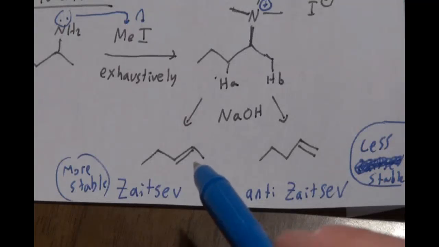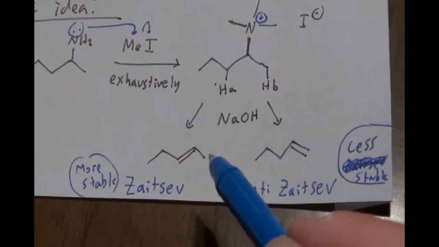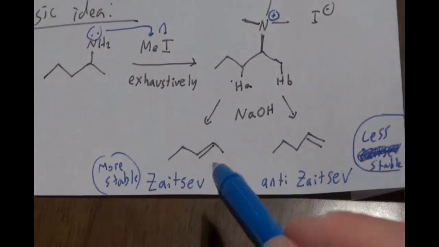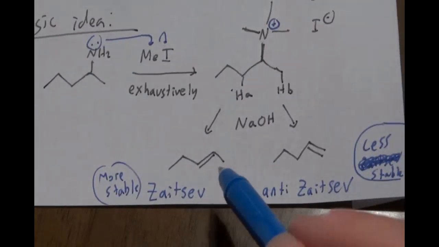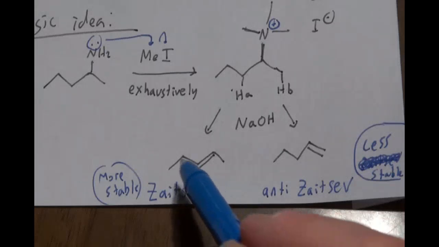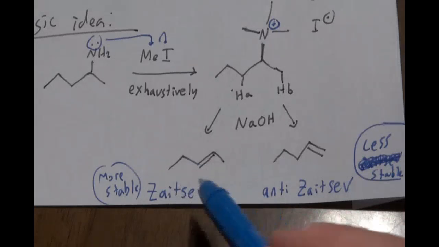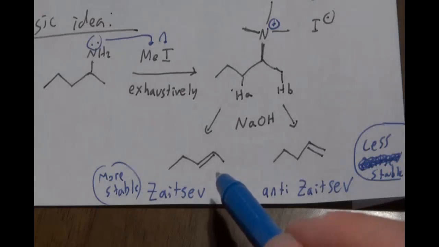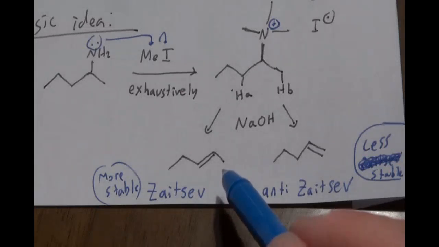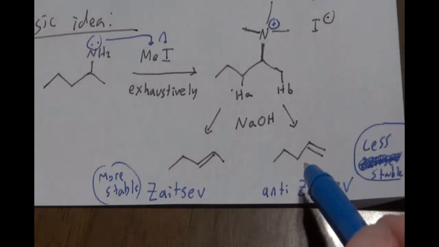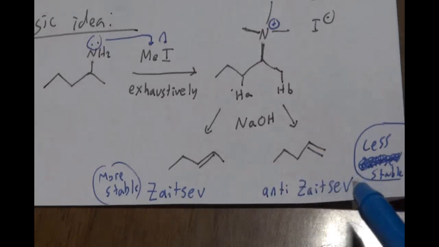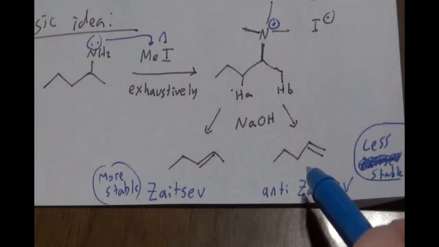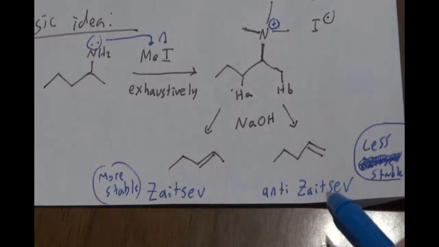Thinking back from organic one, and I'm not going to review all of that, you hopefully remember that when an alkene has more stuff on it, more substitution, it's more stable. So this is a disubstituted alkene, right? Because we have a carbon there and we have a carbon there. It's actually a trans disubstituted alkene because the stereochemistry is trans. This alkene is monosubstituted because it's got one carbon on the alkene. So disubstituted, monosubstituted. And the left one's more stable and the right one's less stable.